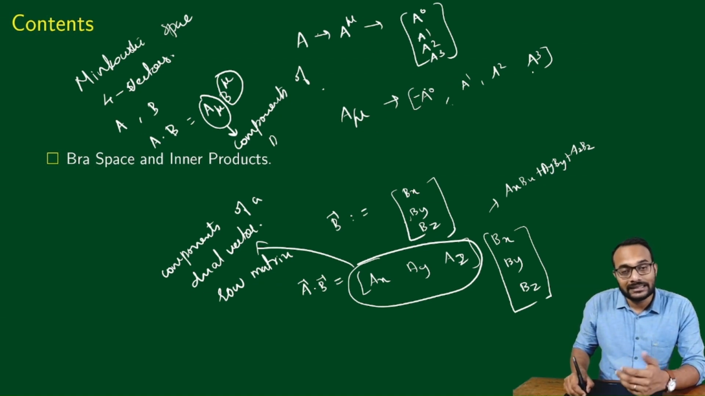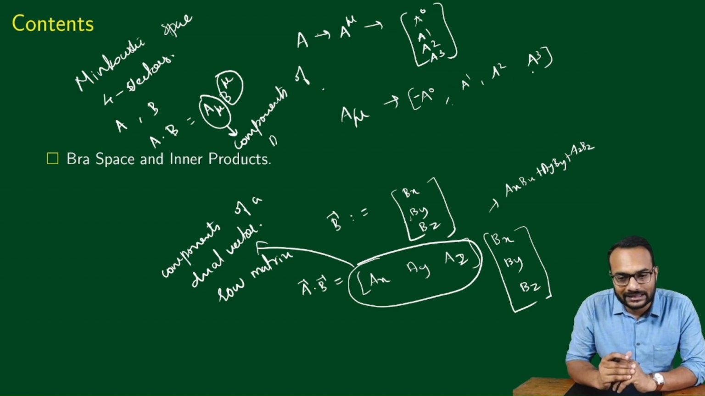But here we see that there is a distinction between the components of the vector and the components of the corresponding dual vector. It's A^0, A^1, A^2, A^3 in this case, and you see that the corresponding dual vector has an extra minus sign for the time component, or the zeroth component. These things we have discussed, and I wanted to revise them a little bit.